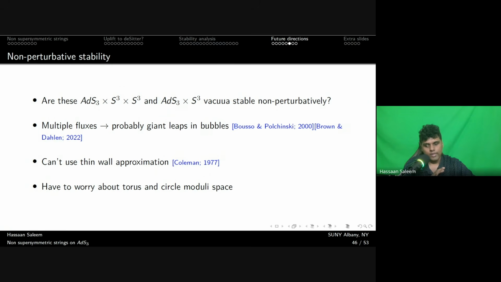And one more thing is that we have to worry about these kinds of bubbles in torus moduli space. So these bubbles are just tunneling in moduli spaces. So what about tunneling in torus moduli space? That makes it hard, right, to study.